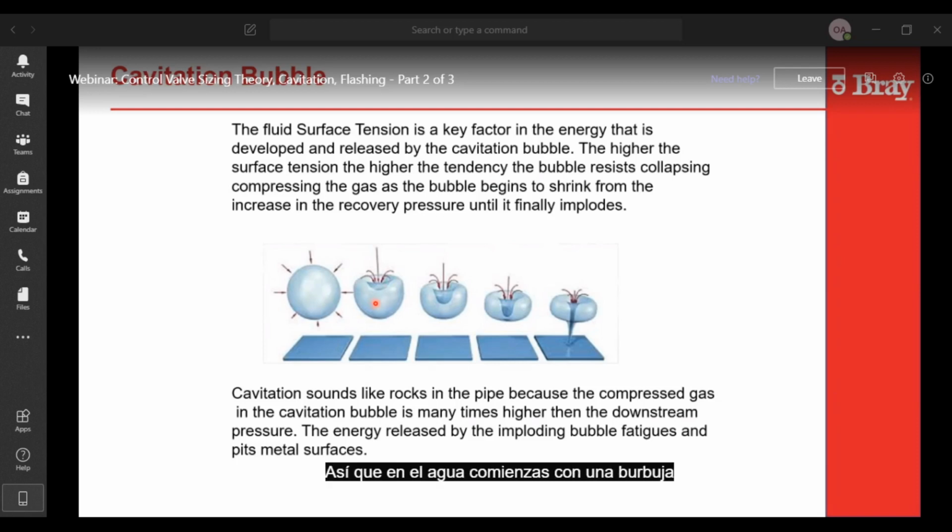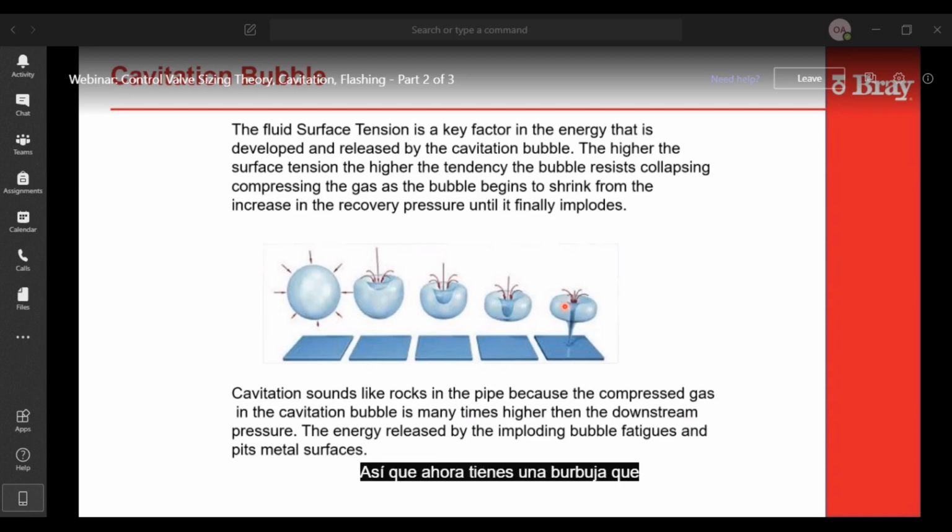So on water, you start out with a gas bubble forming, and then because of the surface tension, when it goes downstream and the pressure recovers above the vapor pressure, it doesn't easily collapse immediately. It compresses, and the pressure inside could compress the gas to hundreds of times more than the line pressure.